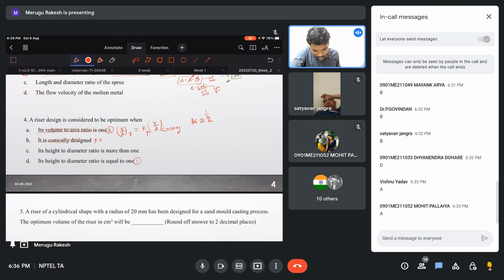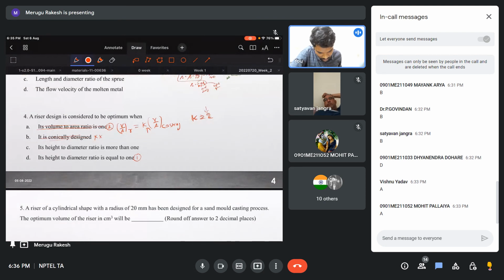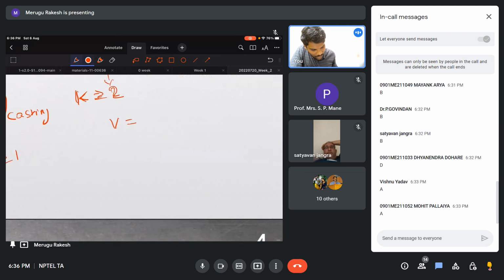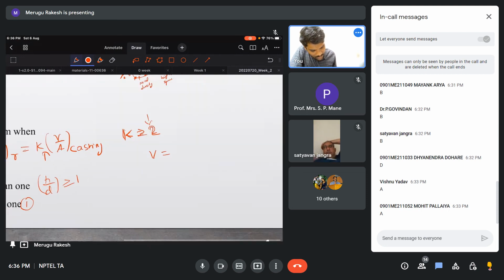Now coming to option C, its height to diameter ratio is more than 1. This is where we have to think about greater than. Finally, option D is equal to 1. There was a very good derivation done in class. If you take the volume of the riser, I am taking the side riser in this case. If this is the casting, let me draw the sprue also.